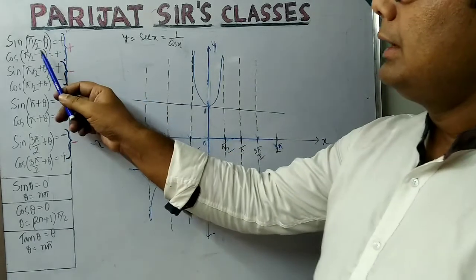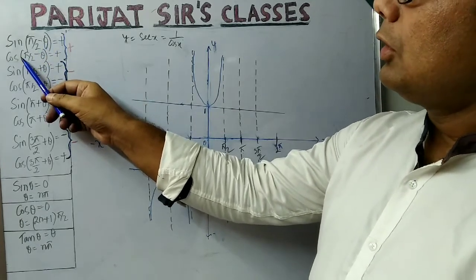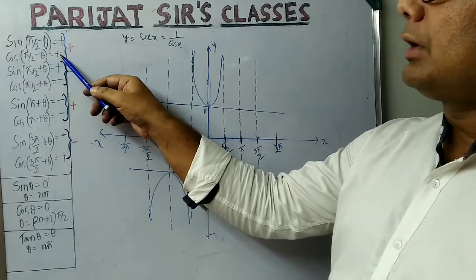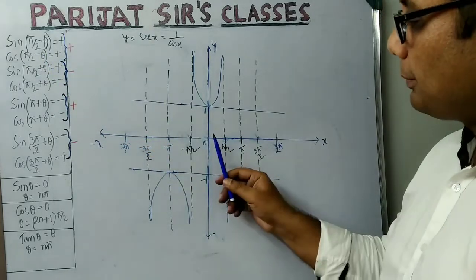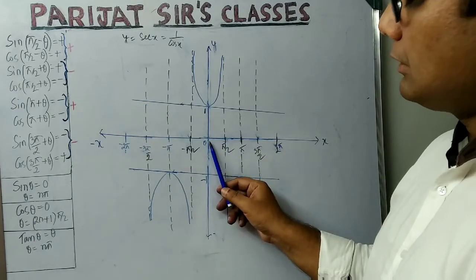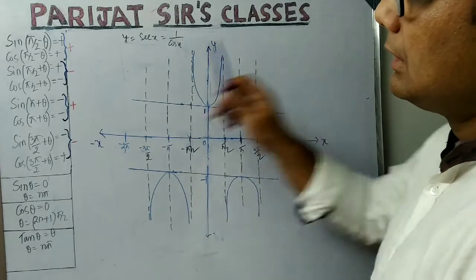Now watch. When x is pi by 2 minus theta, cos pi by 2 minus theta, in the first quadrant, is positive. So pi by 2 minus theta means we are in this part. So it should give me a positive result. So see, it is rising.